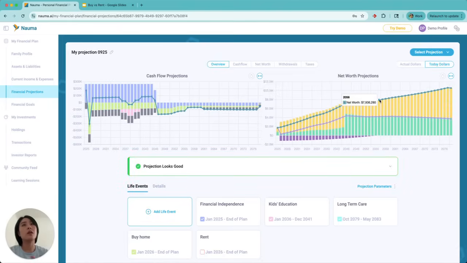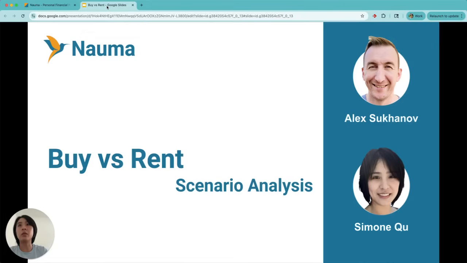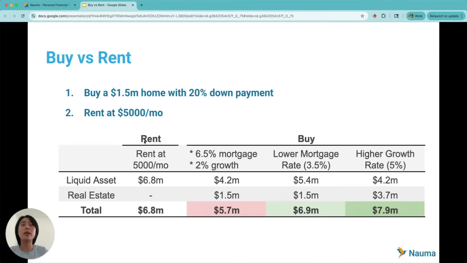So to summarize all these scenarios, I put the 3 scenarios together in this slide. Baseline would be if I rent, I end up with 6.8 million, all liquid asset, no real estate. If I buy with a 6.5% mortgage rate and 2% asset growth, I would end up with 5.7 million. That's less than rental. But if I somehow manage to get a lower mortgage rate or have a higher growth rate of my property, I would end up with more money than rental. So that's the 3 scenarios we see here.